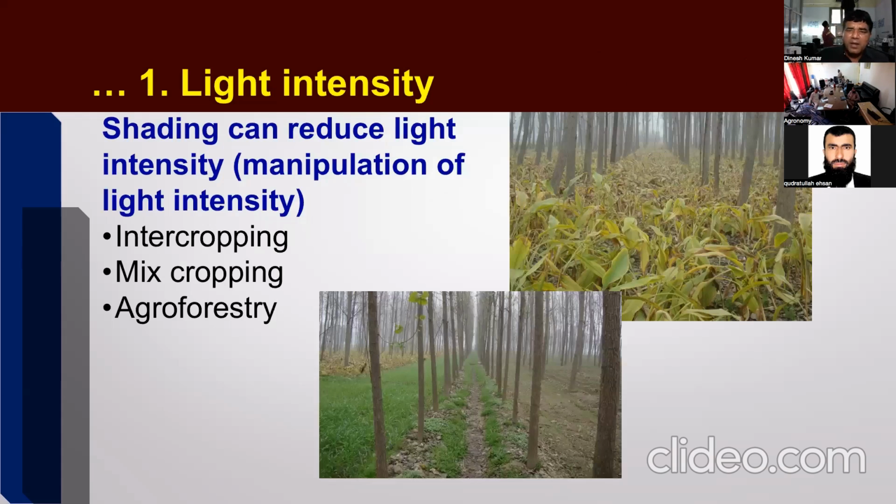Now, what can be done? Light intensity can be reduced. Friends, you can see these two pictures. These two pictures are from India. In one case, you can see this is an agroforestry system. Poplar trees, P-O-P-L-A-R, are grown with rows of plants in between them.